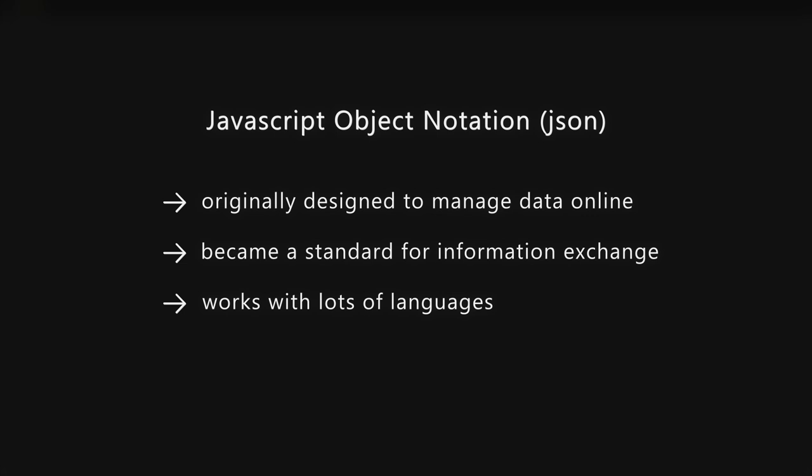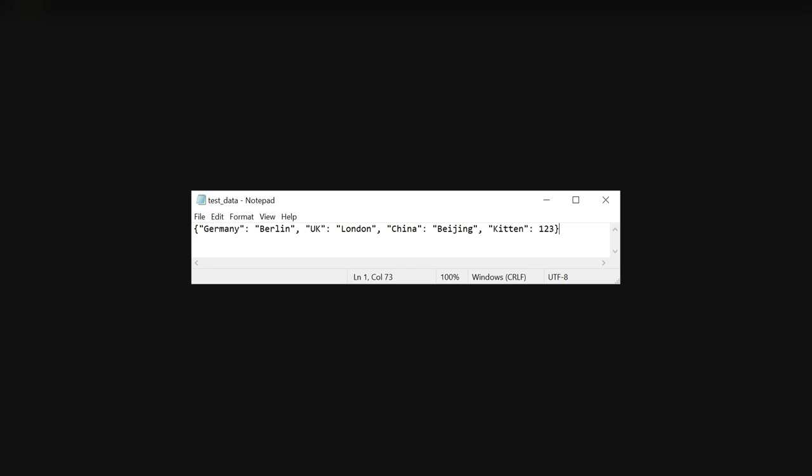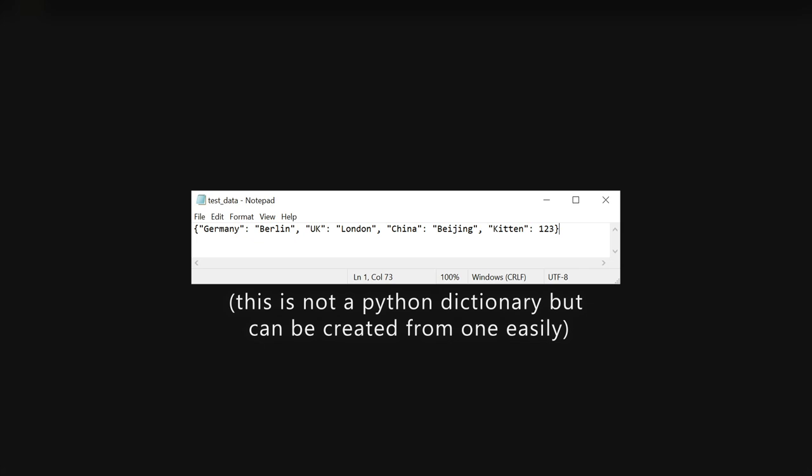For example, here's one that we are going to create in this tutorial. And, well, it looks basically like a Python dictionary. And Python also has an inbuilt library that can create JSON files by itself. And before I get into the actual game, let's actually play around just with JSON and let's see how far we get with that one.